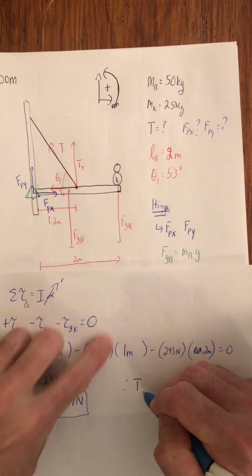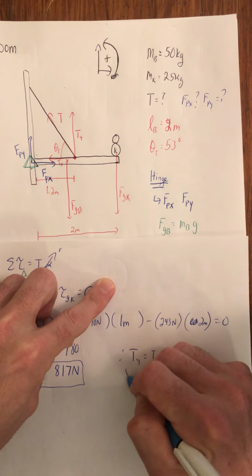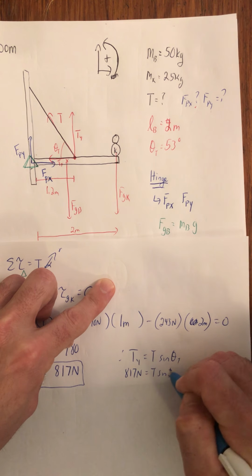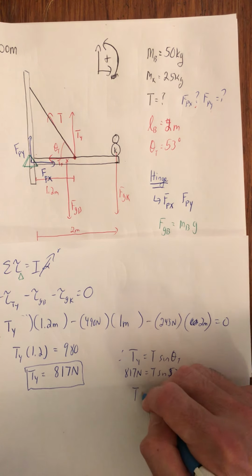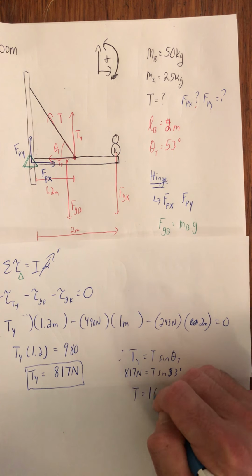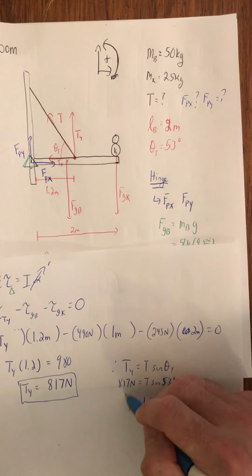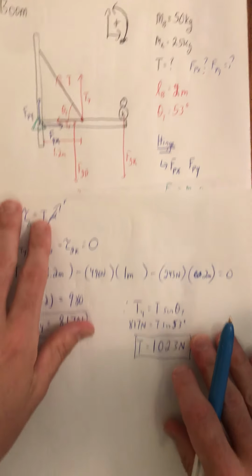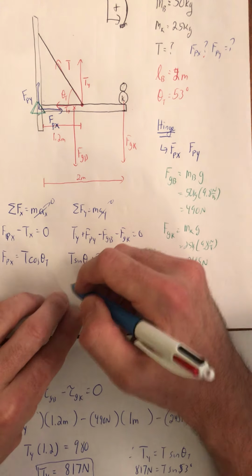Therefore, if I want to know what T is, Ty is equal to T sine theta T. 817 newtons is equal to T sine of 53 degrees. So let me just divide that by sine of 53 degrees. And we get that the tension itself is 1,023 newtons. I'm not going to the decimal, it's thousands of newtons, so I don't need to know what the decimal places are on those. And so now we can come back and then finish this problem off.